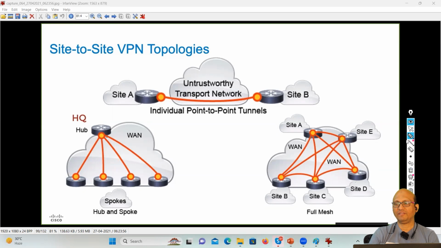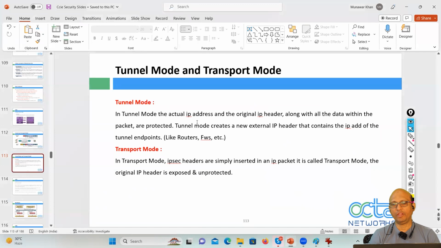Clear? Always it is what? Bidirectional. So in tunnel mode, the actual IP address, meaning the original IP address, is hidden, along with all the data within the packet, which is protected. Tunnel mode creates a new external IP address.